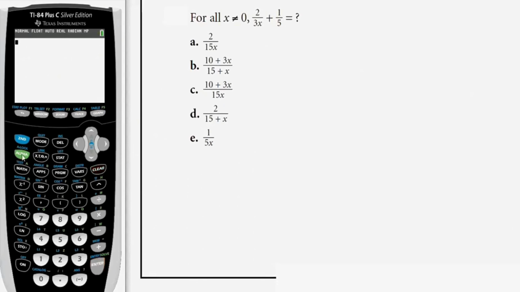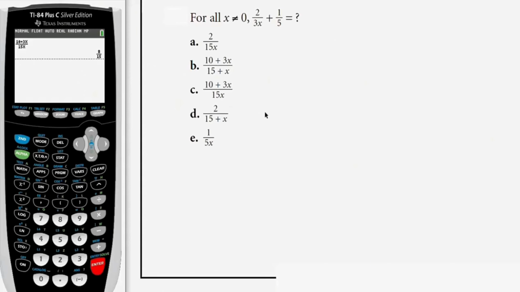Okay, alpha window, fraction 1. So we have 10 plus 3x over 15x. It should be option C. Okay, but let's verify. Press enter. It's 8 over 15 exactly, so the correct option is what?